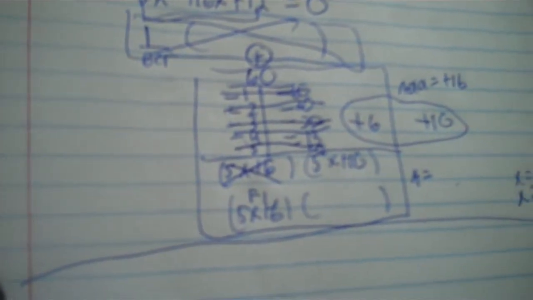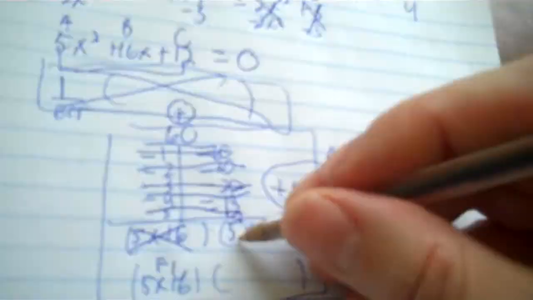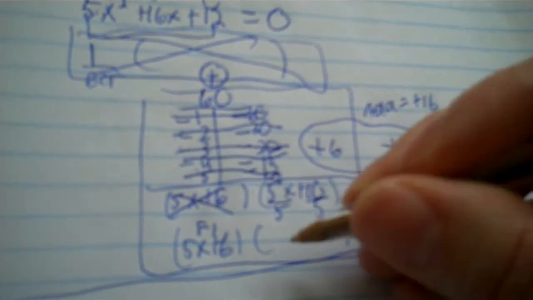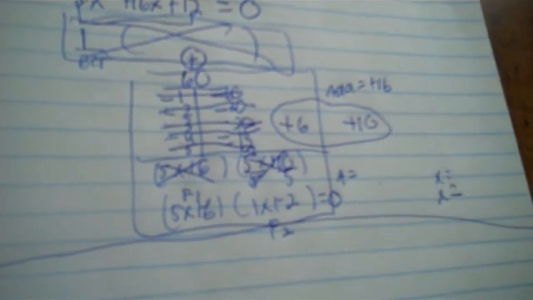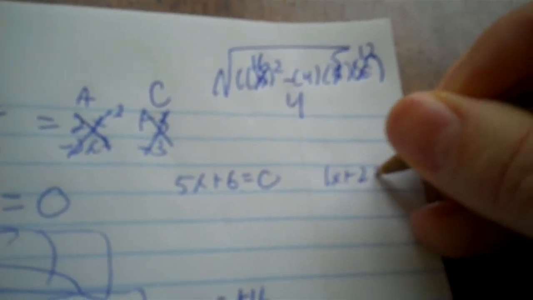So there's my F1, 5x plus 6. 5 and 10 are both in the fifth row, so we divide by 5, and that's 1x plus 2. And that's F2, and that equals 0. So there we have it. So 5x plus 6 could equal 0, 1x plus 2 equals 0.